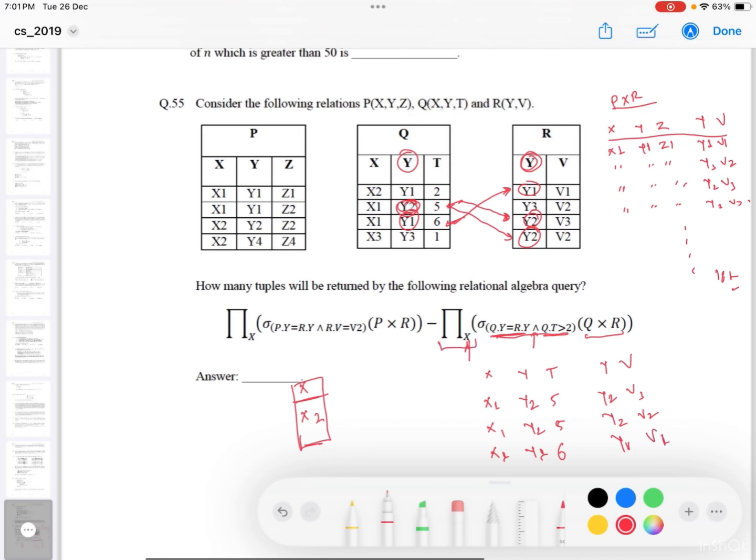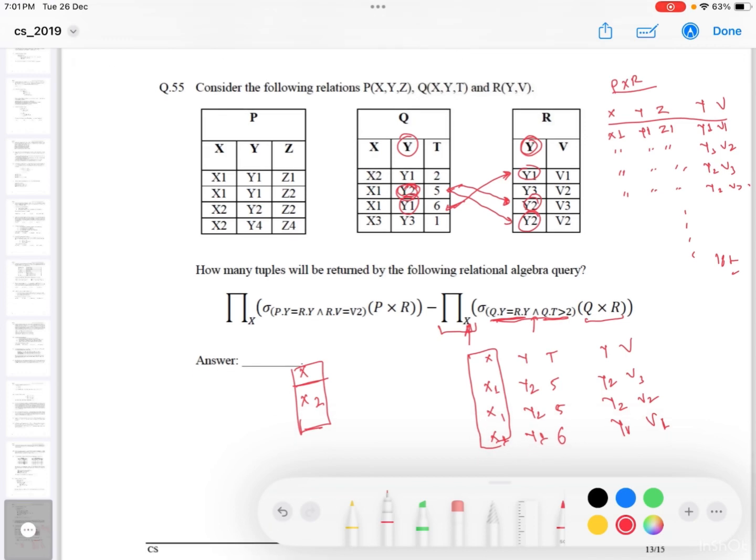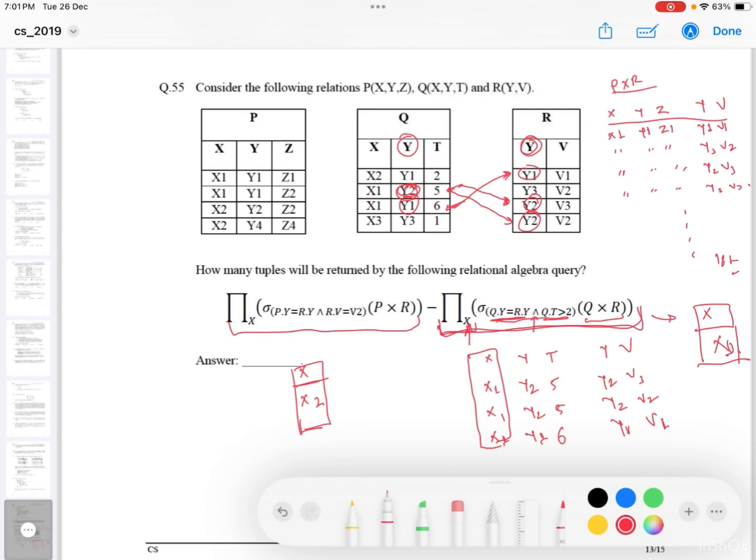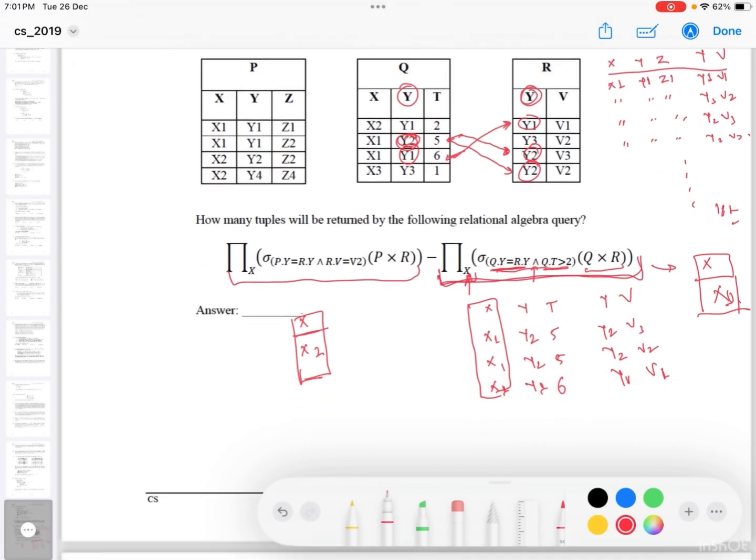And at the end, what we are doing is projecting x. So we are going to project this x. So you see that all these are x1, x1, x1. So we will not have the duplicates here, right? So at the end, what you are going to get from this expression is this x and this x1. Right? And at the end, what we have to do is take this difference, right? So if you take the difference between these two sets, what you are going to get is x2, right?